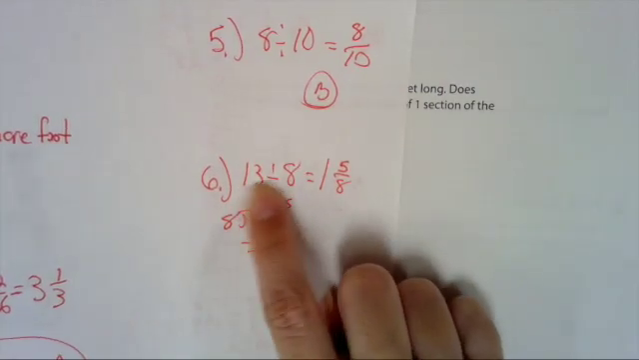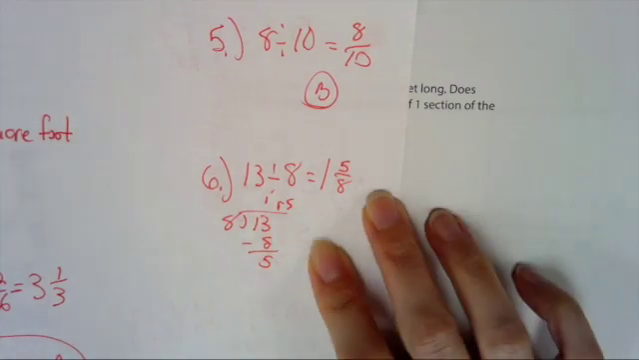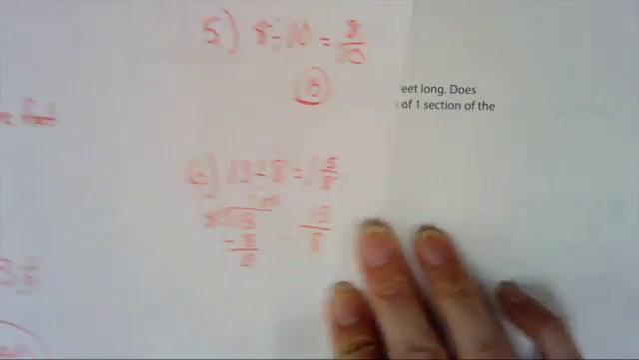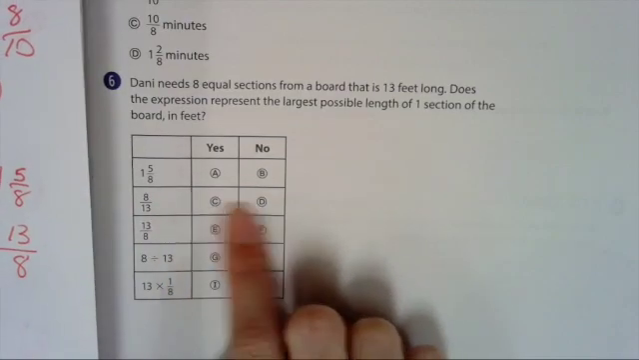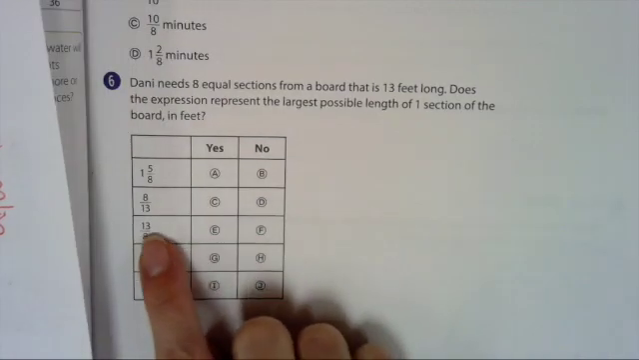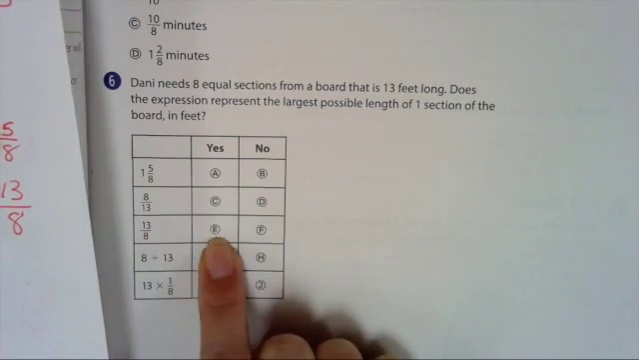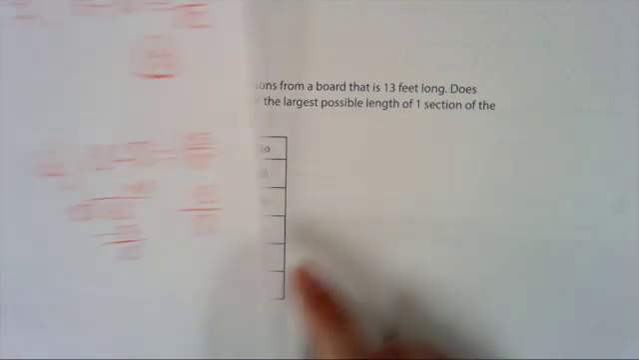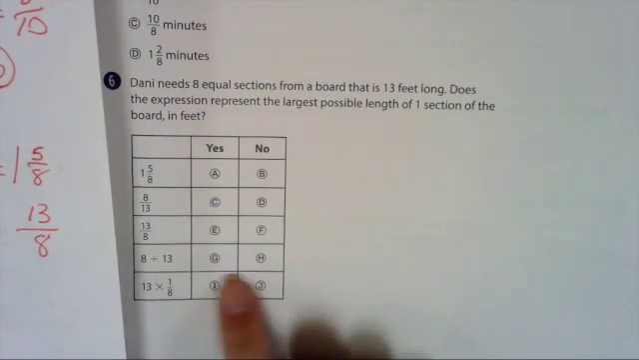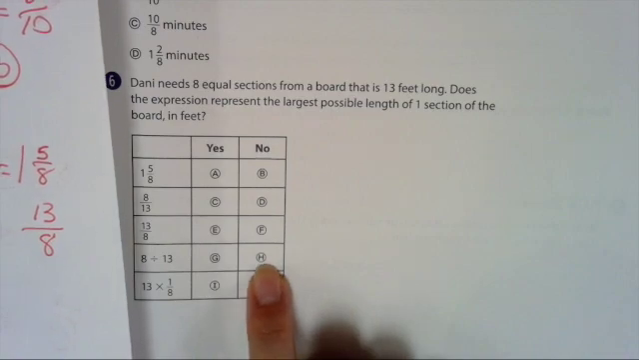8/13. Does this say 8/13? No. That says 13/8. So this is a no. We just determined it does say 13/8. So 13/8 is a yes. 8 divided by 13. Does this say 8 divided by 13? No, it does not. So we need a no right here.